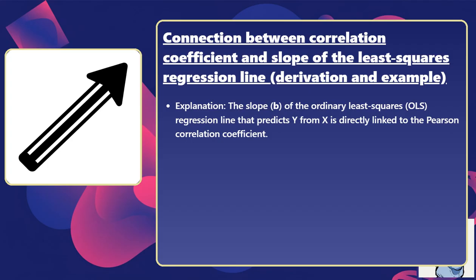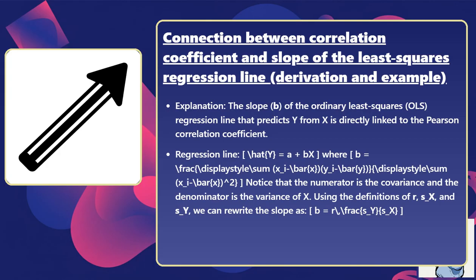Explanation: the slope b of the ordinary least squares regression line that predicts y from x is directly linked to the Pearson correlation coefficient. Regression line y hat equals a plus bx, where b equals the sum of (xi minus x bar) times (yi minus y bar) divided by the sum of (xi minus x bar) squared.